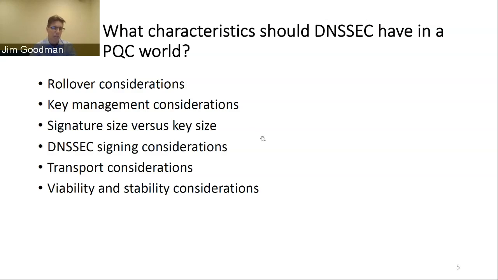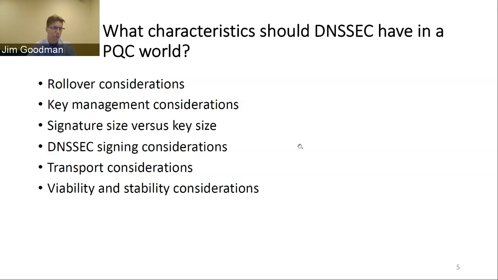Now, unfortunately, if you take a look at the current offering of finalists as well as the alternates, there's really only one, and that would be Falcon, that has keys or signatures that will fit within this 1232 byte limit that's typical of DNSSEC. And if we take a look at the other options, and following Roland's suggestion that perhaps signature size is the metric of interest.